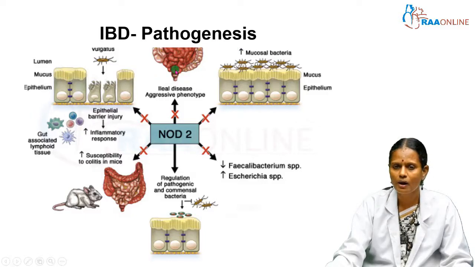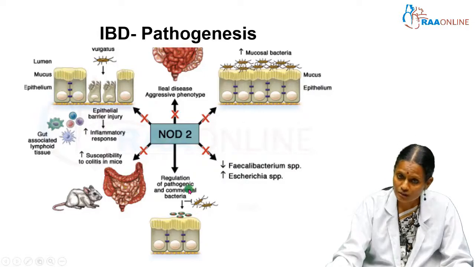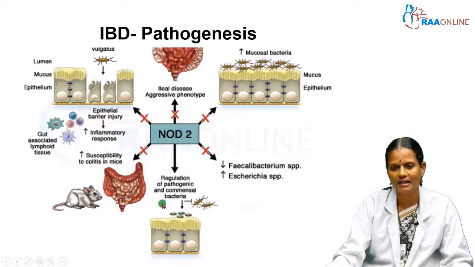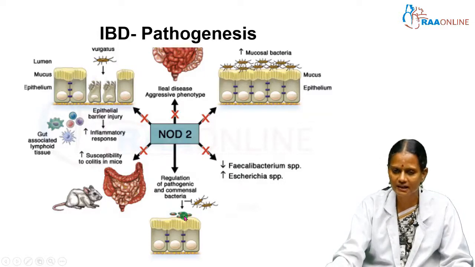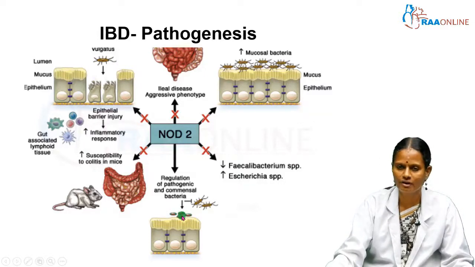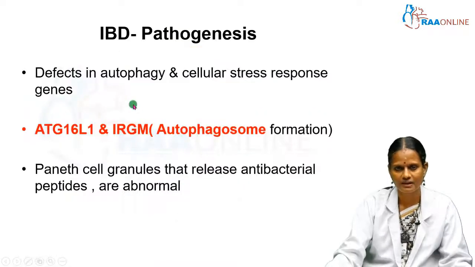This infection, with susceptibility from NOD2 gene polymorphisms, increases mucosal bacteria, and the normal bacterial flora, the Faecalibacterium species and others, are decreased, whereas Escherichia species increase. All these lead to abnormal and pathogenic commensal bacteria that lead to mucosal immune activation and trigger the development of inflammatory bowel diseases.